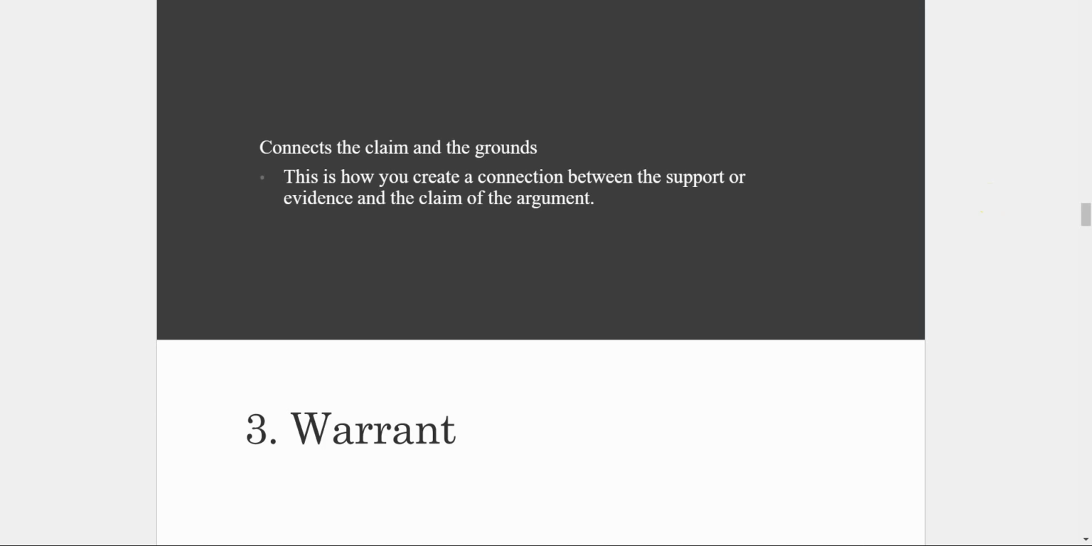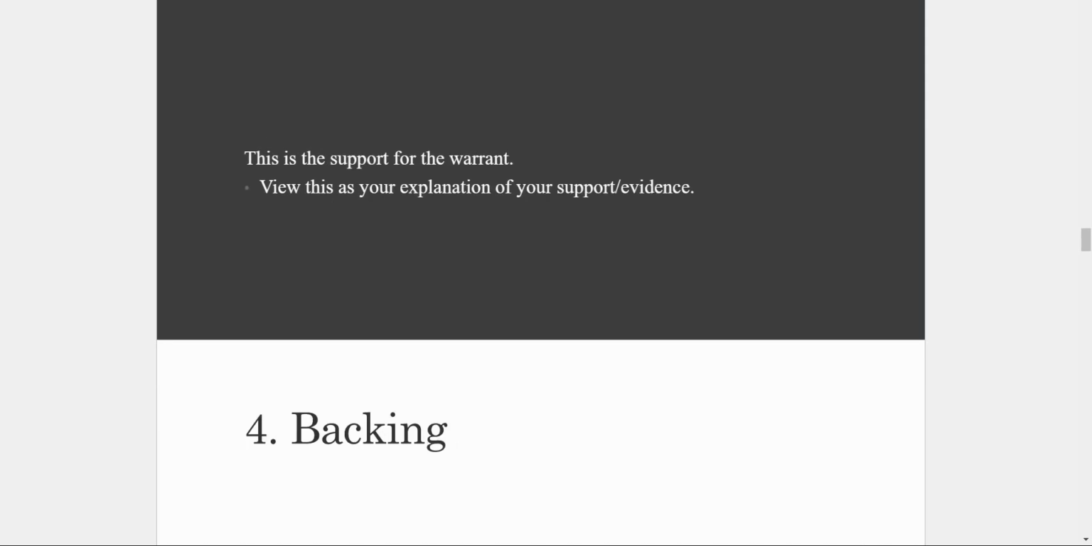This allows you to connect the claim to the grounds. This is how you create a connection between the support or evidence and the claim of the argument, which again is your stance or your thesis. Ultimately, this method requires that we conduct a bit more of a critical thinking process than Essay 1 because it is going to ask you to directly include information on, or discuss, or include support for why your grounds, which would be your supporting evidence, the information that's presented in body paragraphs of a persuasive essay, actually fits or works to support your claim. The fourth component or step of the Toulmin method is the backing.